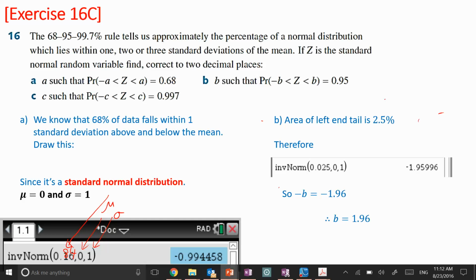So the only thing I was trying to teach there is be careful when you're using inverse normal, it calculates areas from left to right. Okay, if you put in 0.68 and you got the wrong answer, that's why.